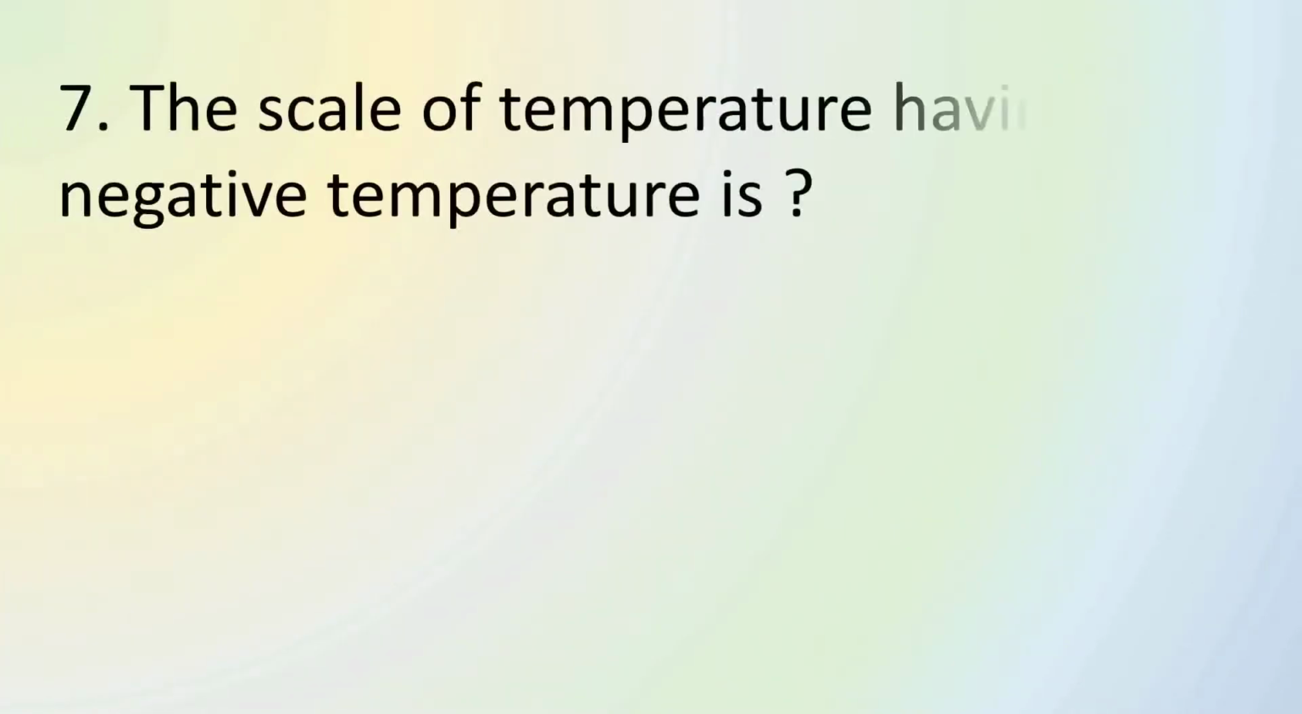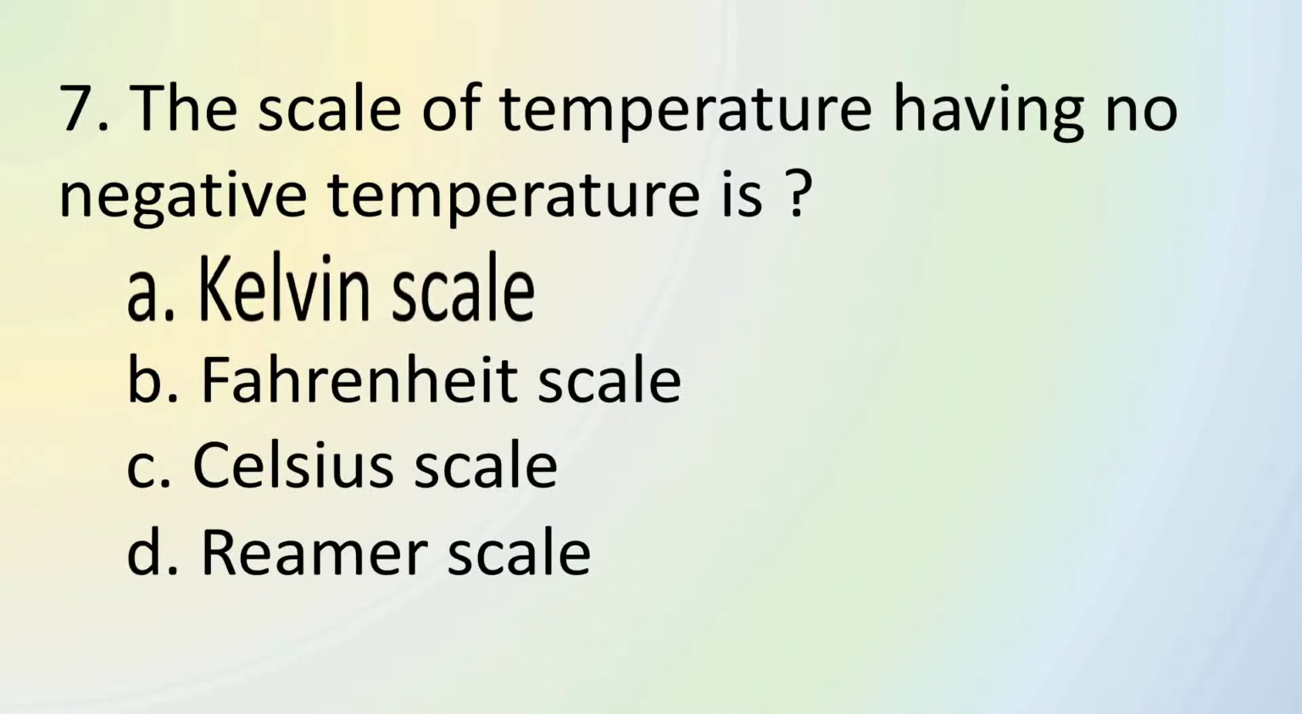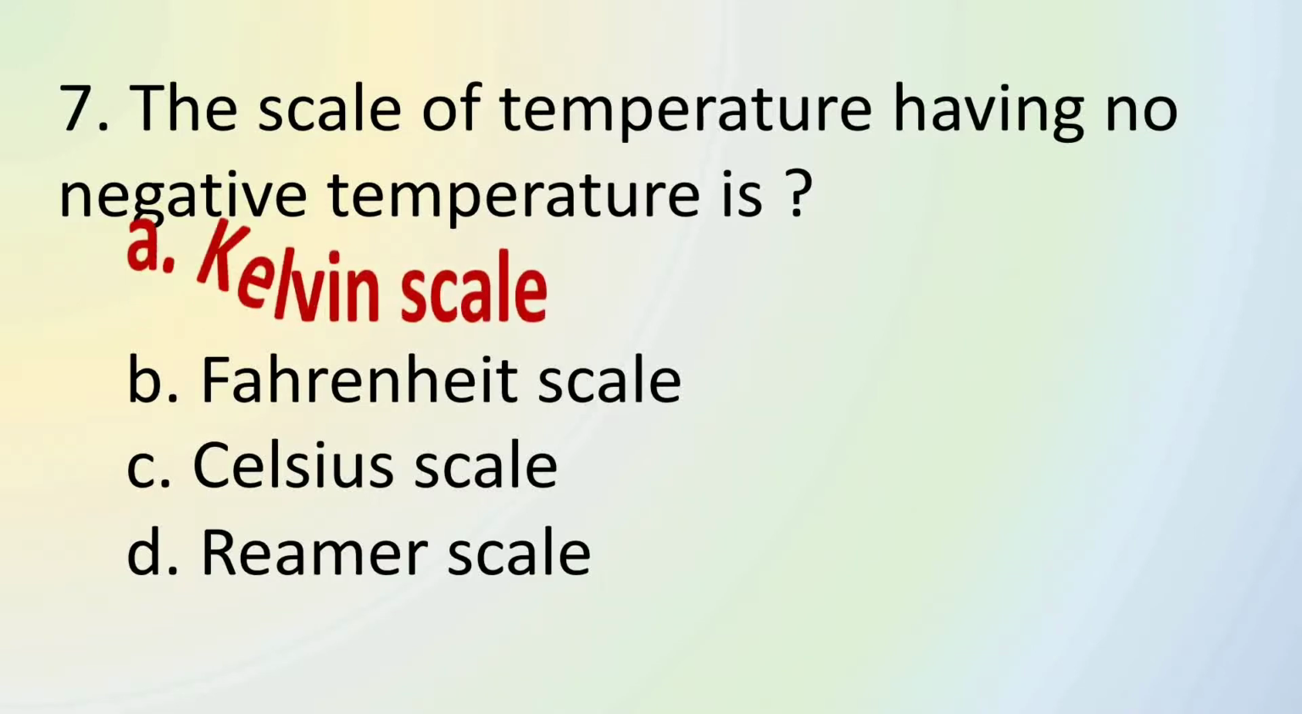The scale of temperature that has no negative temperature is the Kelvin scale. It ranges from 273 Kelvin to 373 Kelvin. 0 Kelvin is considered absolute zero, which is equal to minus 273 degrees Celsius.